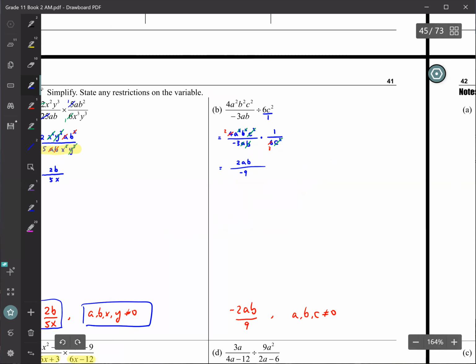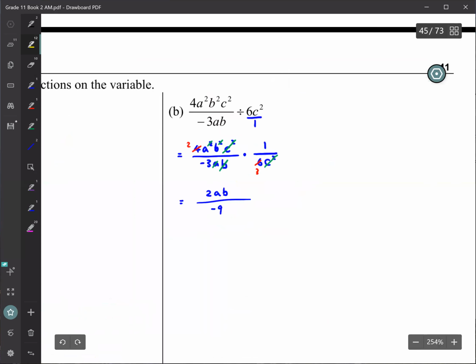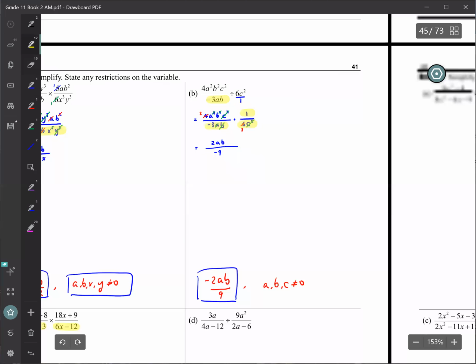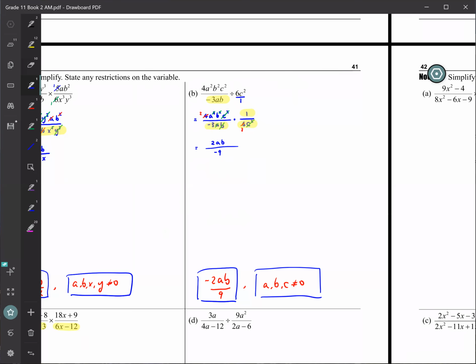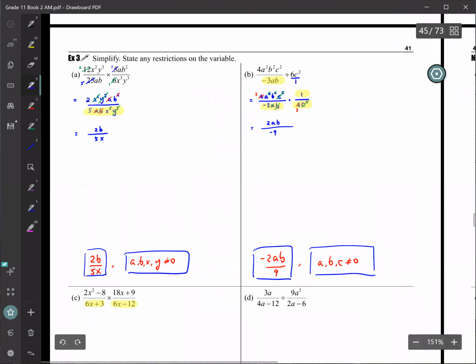Yep, that's correct. And then the restrictions, if you only look at the denominator here in the question, then you will miss the restriction. You have to look at the 3 locations, here, here, and the top. So then you will also have C. So A, B, C cannot be 0. That's also correct. Okay, so not too bad, right? Any questions so far? Anyone?